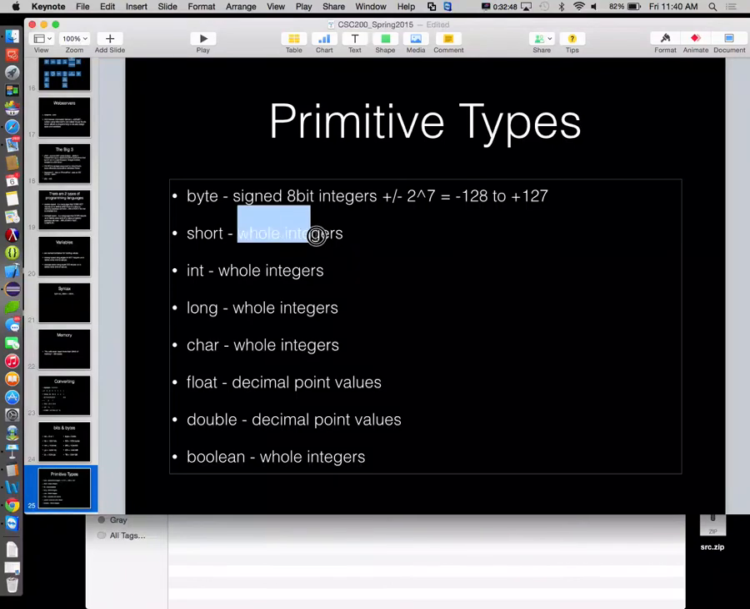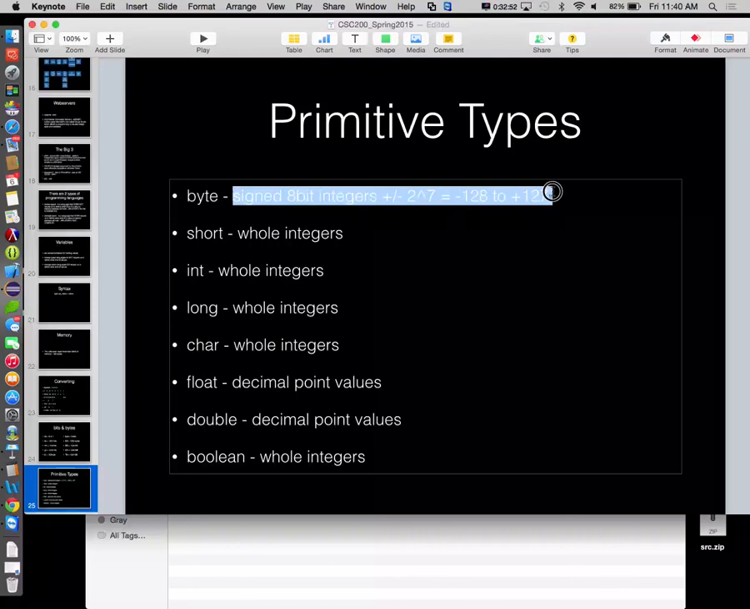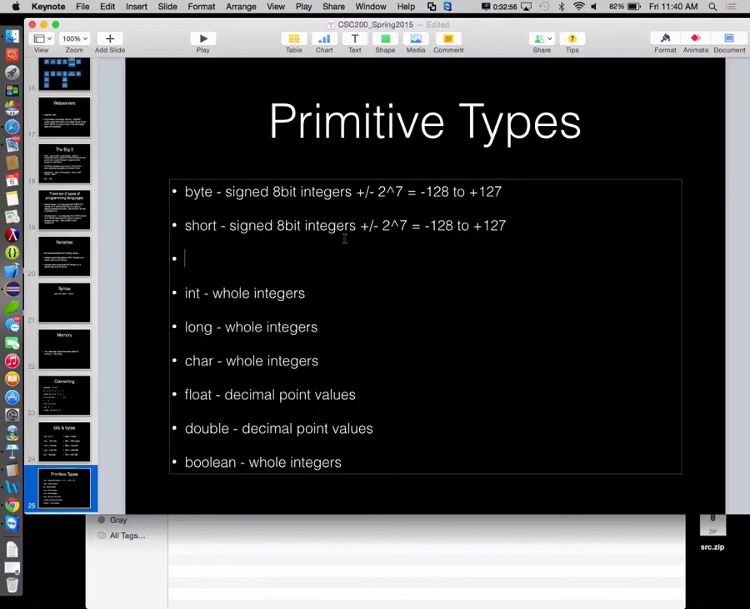A short. Let me actually steal most of this line. I'll just update the parts. A short is a signed 16-bit integer. So that's plus or minus 2 to the 15th. Because again, the very first bit is used for sign.